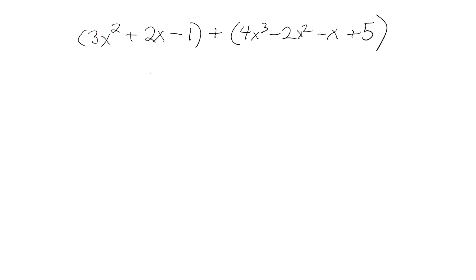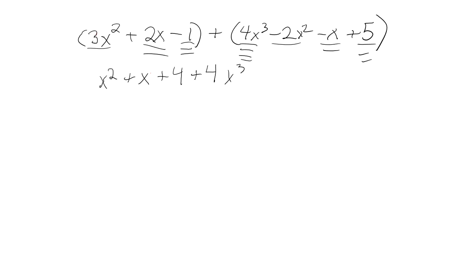And really, as I've talked about in class, the big difference between this and subtraction is that you don't really have to change anything when you add. So you just combine like terms. So I'm going to start off with the 3x squared. That'll combine with the negative 2x squared to be x squared. The 2x will combine with the negative x to be plus x. The negative 1 will combine with the positive 5 to be plus 4. And then we're left with just this 4x to the third, which kind of dangles off to the side here.